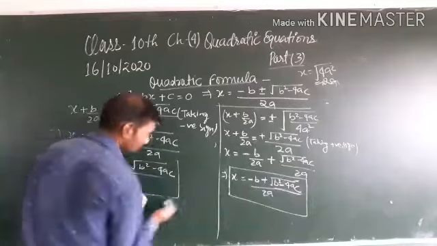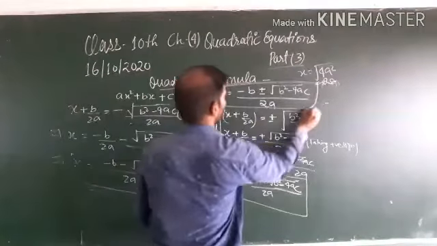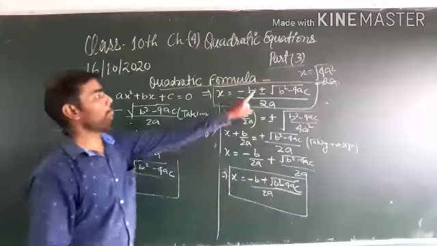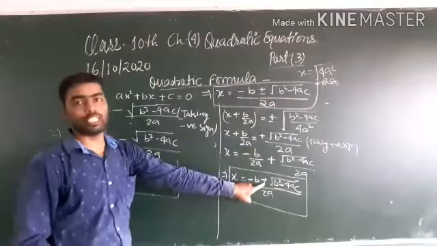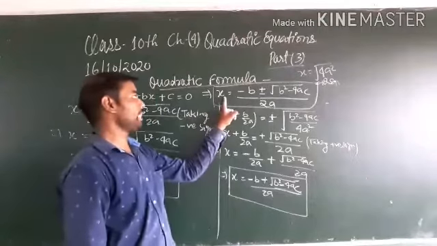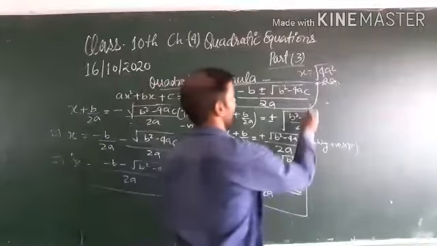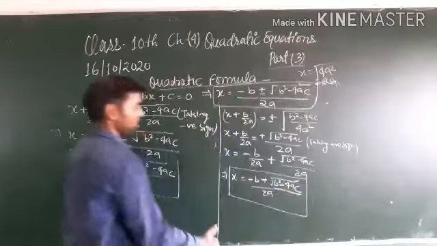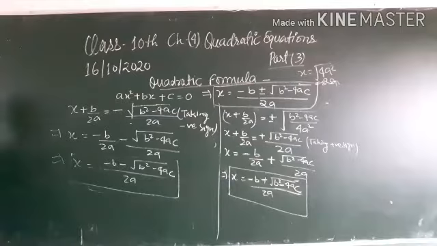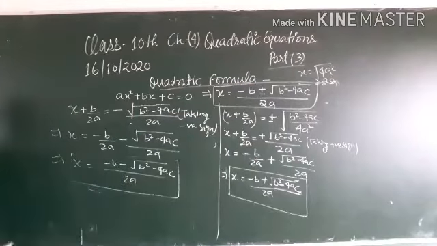By combining these two values we can write x is equal to minus b plus minus, because here is plus and here is minus. So we combine these two values and it can be written as x is equal to minus b plus minus square root of b square minus 4ac upon 2a. So this is the complete derivation of the quadratic formula. So further proceed, please pause the video and note it down.